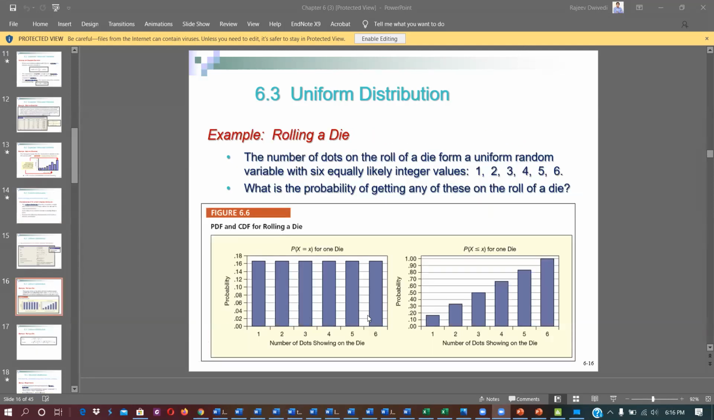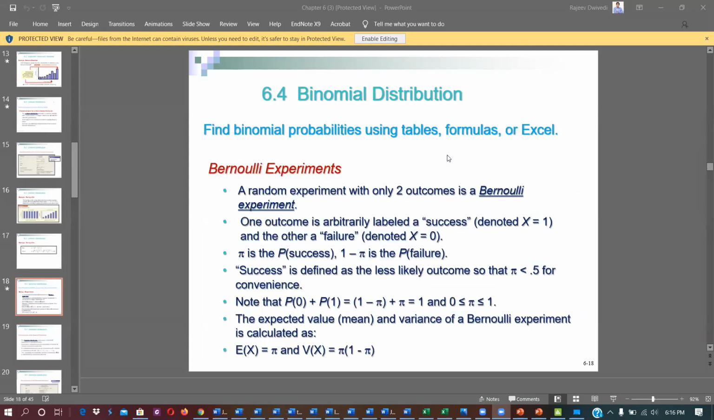So for example, here this is a uniform distribution, and this is a cumulative uniform distribution. So I'm just going forward. Now let's come to the binomial distribution. Please pay attention, because binomial and Poisson are the 2 important distributions, and these are discrete distributions.